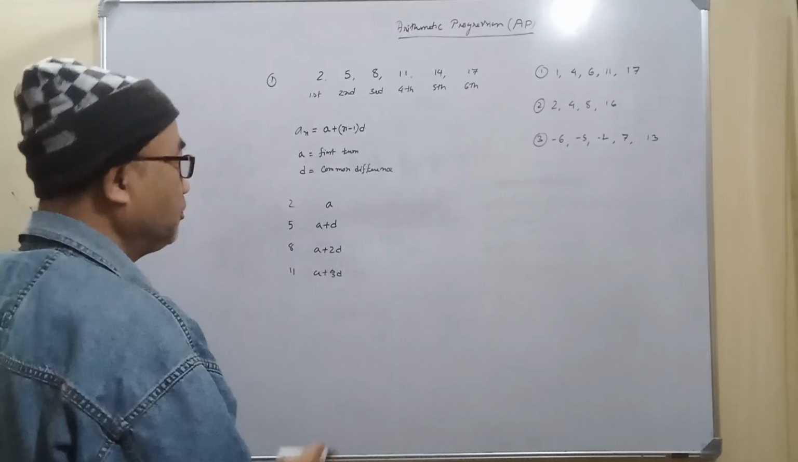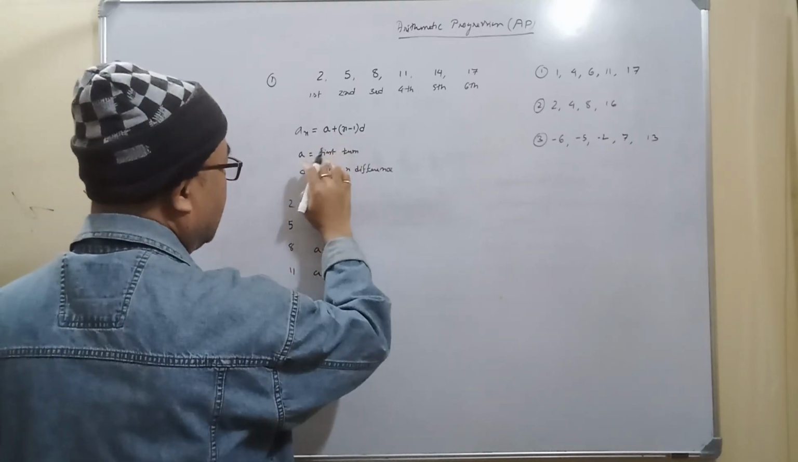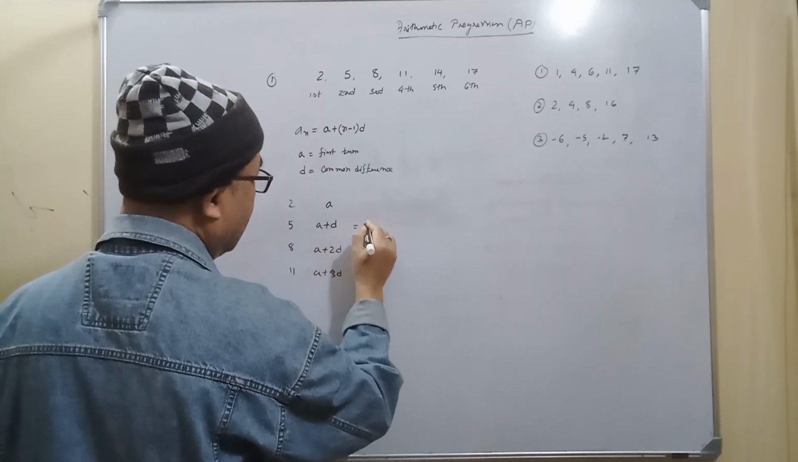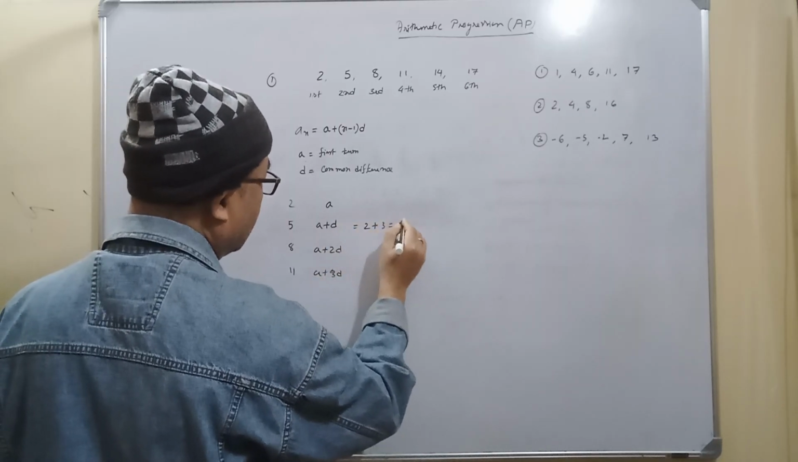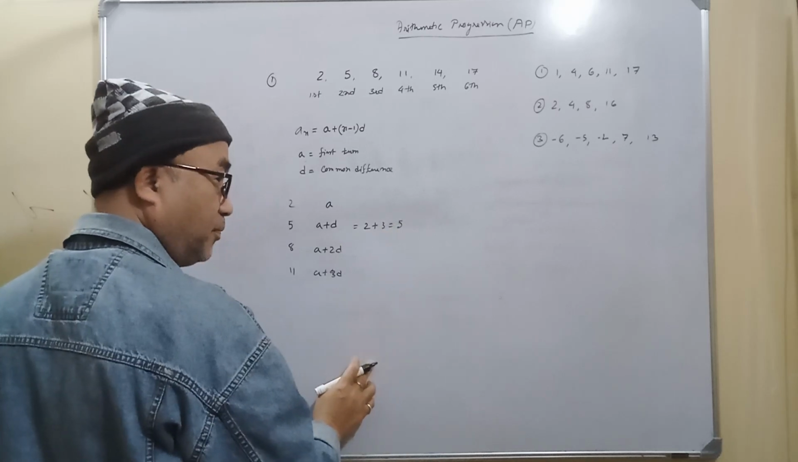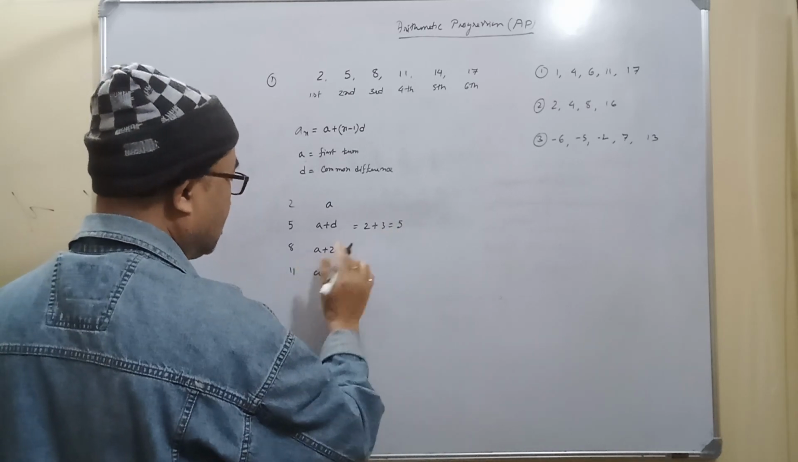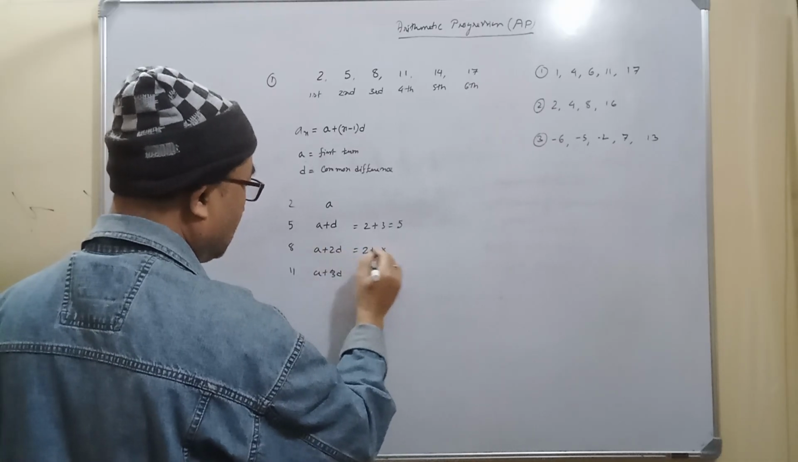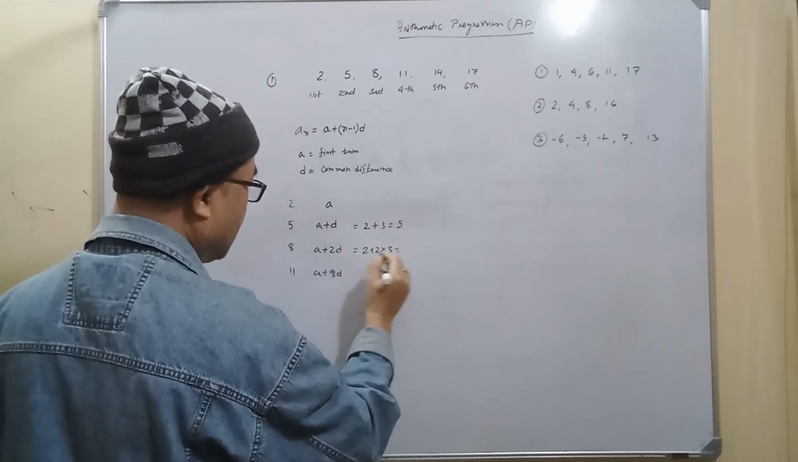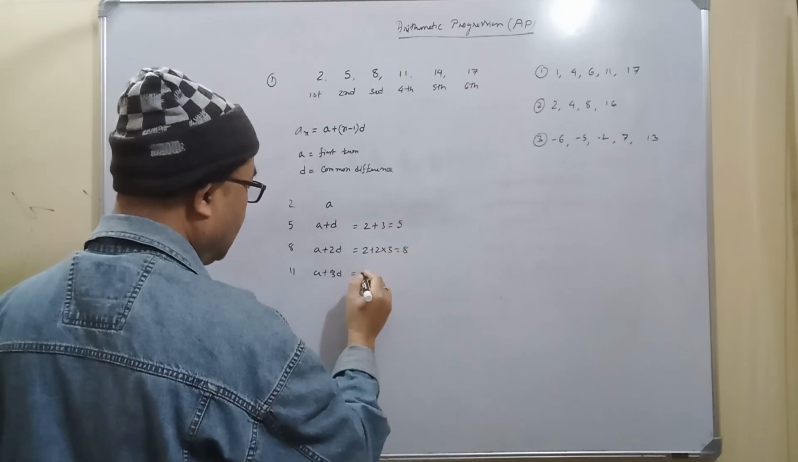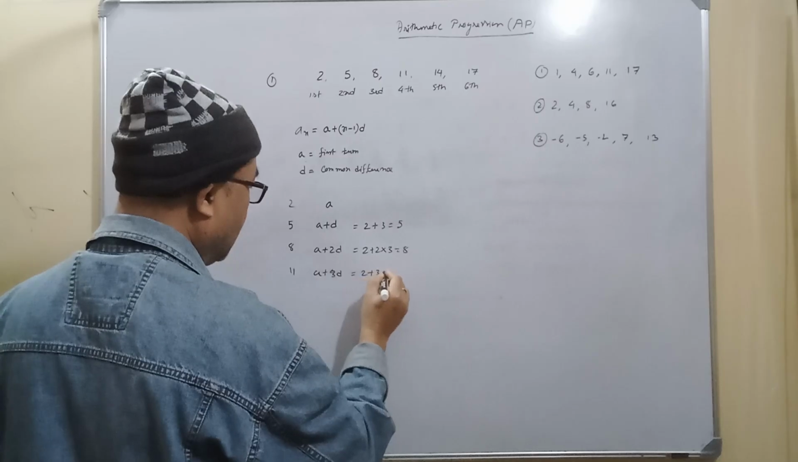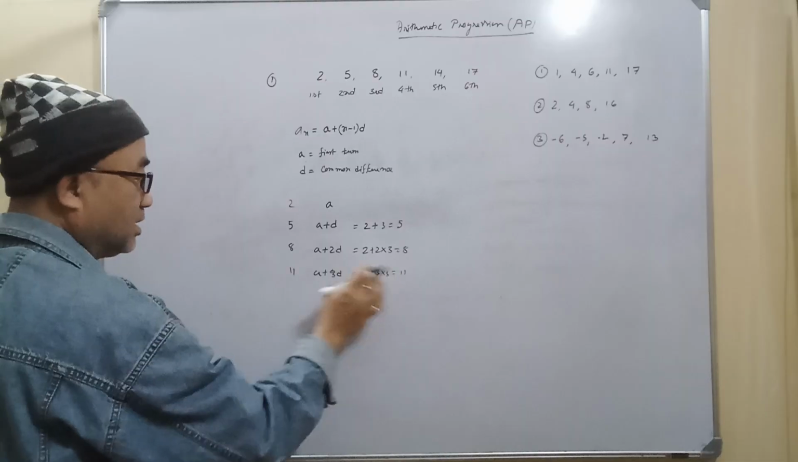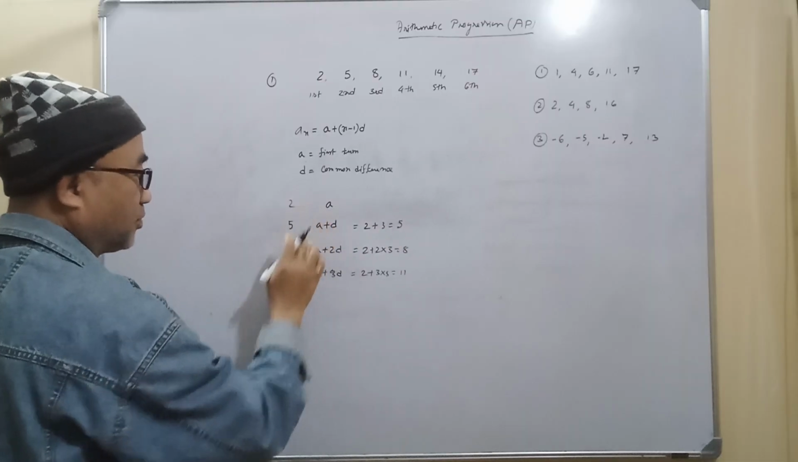Let me verify. 2 is A already, this is the first term. What is 5? A plus D. What is A? 2. What is D? 3. So we get 5, right? What is the third term? A is 2, plus 2 into the common difference 3, which is 6, plus 2 is 8. Again this one is 2 plus 3 into 3, 9, so 11. So we get the terms like this also.